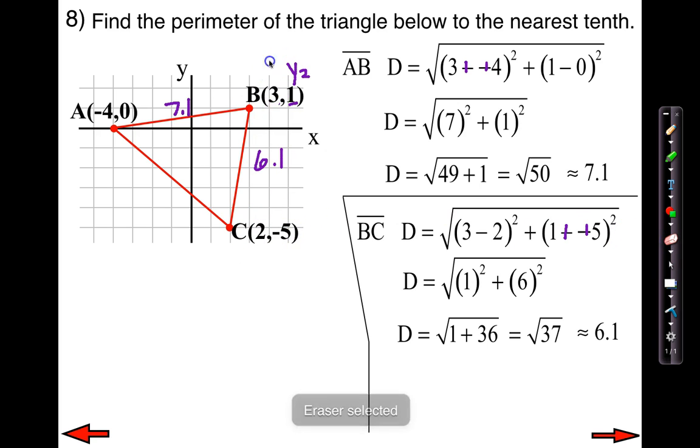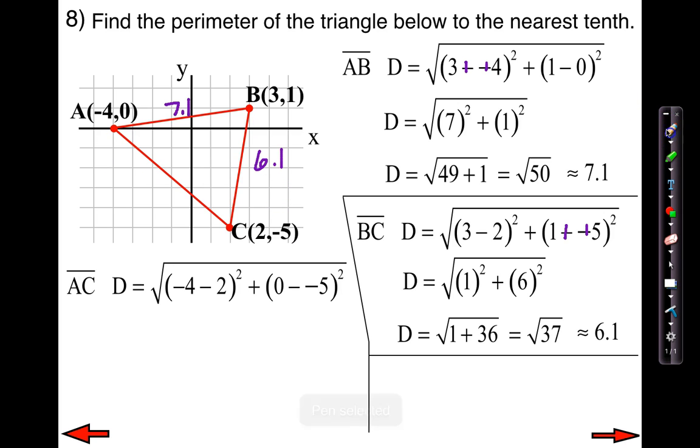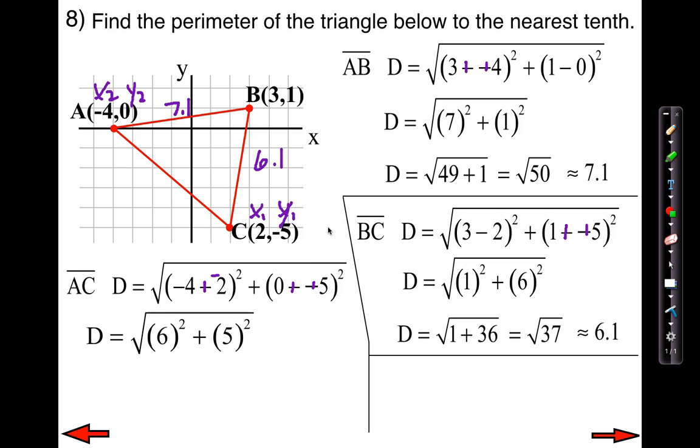So we're almost there. We just now need to find the distance between A and C. So here, I'm going to go ahead and call this x sub 1, y sub 1, x sub 2, y sub 2. So here you're going to do x sub 2, negative 4, minus 2, and then y sub 2, which is 0, minus negative 5. So again, you have to put minus negative. Here we're just going to add the opposite to help us out, which leaves us with 6 squared plus 5 squared, which simplifies to the square root of 36 plus 25, simplifying to the square root of 61, which is approximately 7.8.